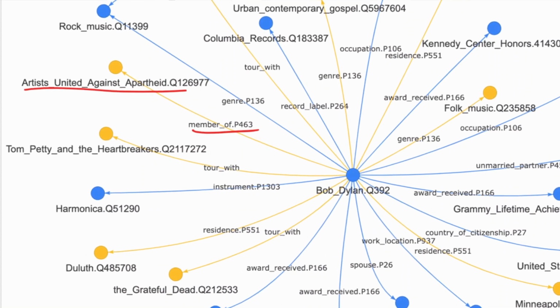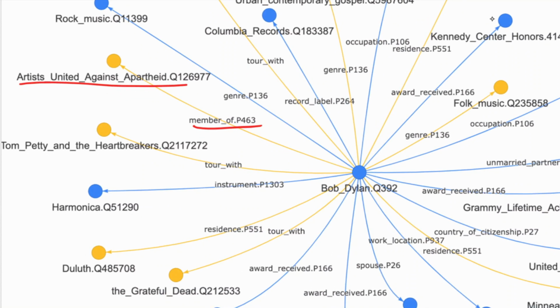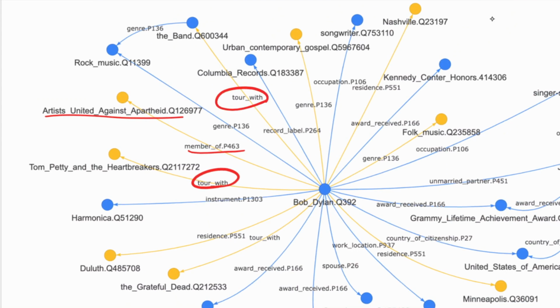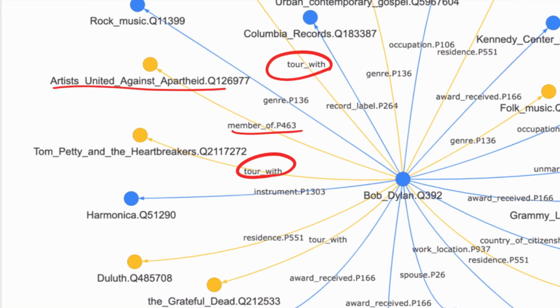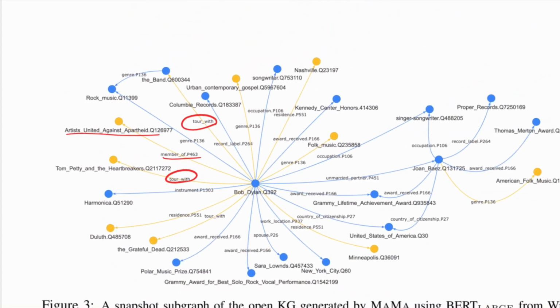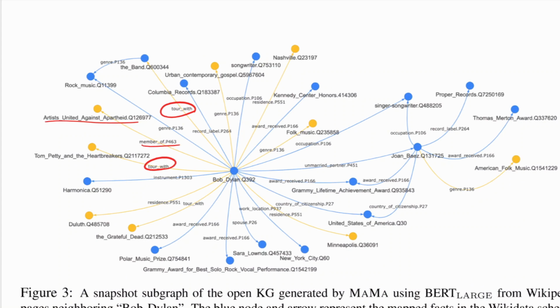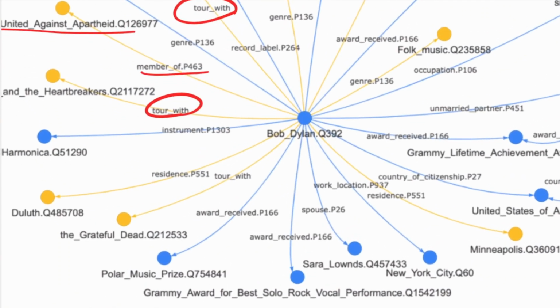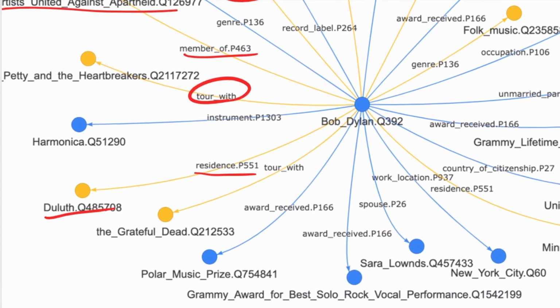Then the yellow also sometimes means that there is a new thing. So here, tour with is a relation that's extracted that is not in the knowledge graph yet. Also this one. And it's pretty cool, right? That you can extract these things automatically. There's a lot of yellow stuff here, which means there is a lot of new information that this extracted, and a lot of this new information is actually mapped to the schema, right? Bob Dylan, residence in Duluth. I don't know how to pronounce that, by the way.